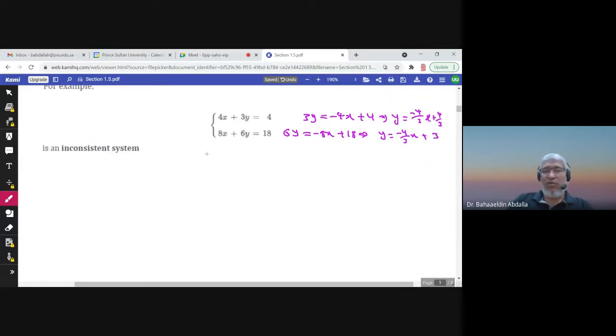Also, if you want, this is another way to graph the lines. You can sketch the graph of the line using the slope intercept form. So for example, the first line, the y-intercept is 4 over 3, so it is here, 1 and 1 over 3. And delta x is 3, so you go from this point 1 to 3.